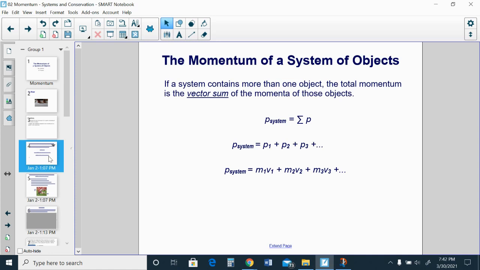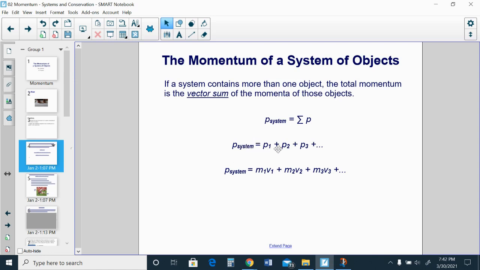So if a system contains more than one object, the total momentum is the vector sum of the momenta of those objects. Vector sum just means it's taking into account the direction or the signs of those separate objects. If we wrote this out algebraically, we have the momentum of our system, and that would be equal to the net momentum for each object in there. So for each object, you need to take into consideration each object's individual momentum, and then the sum of that will be the momentum of the total system.